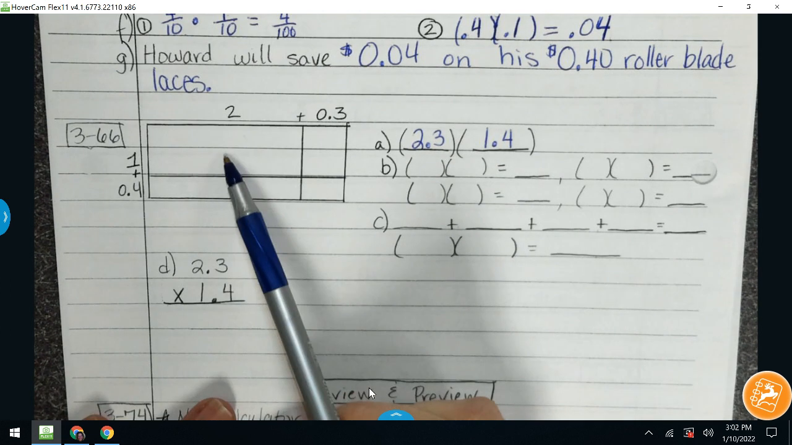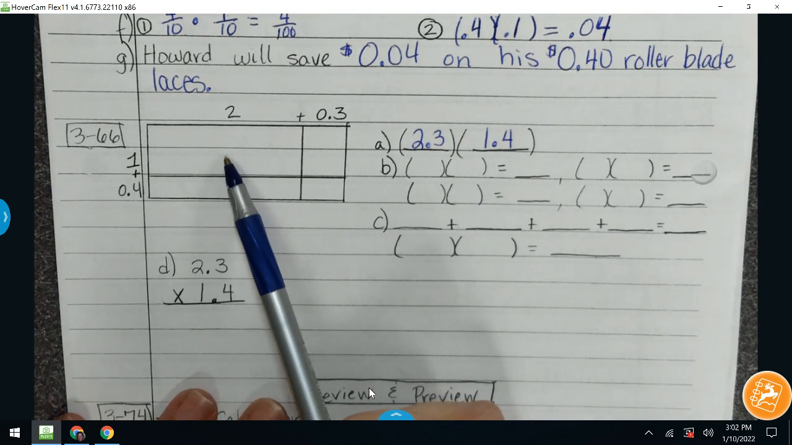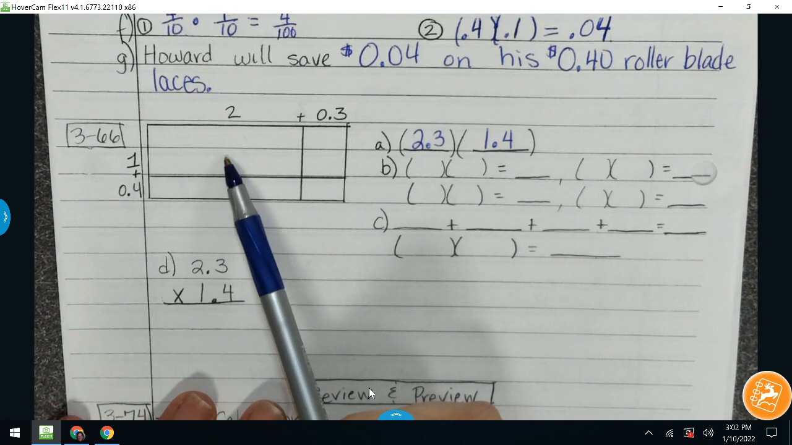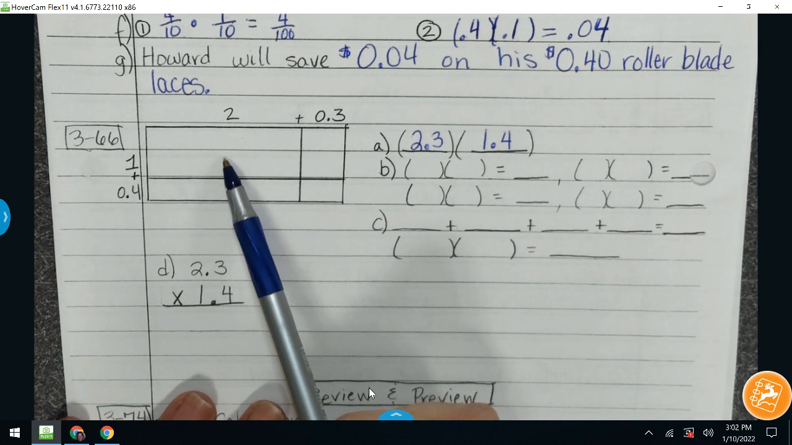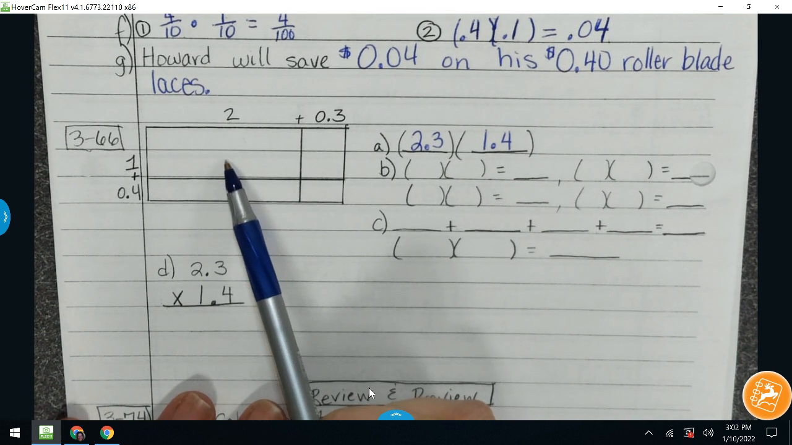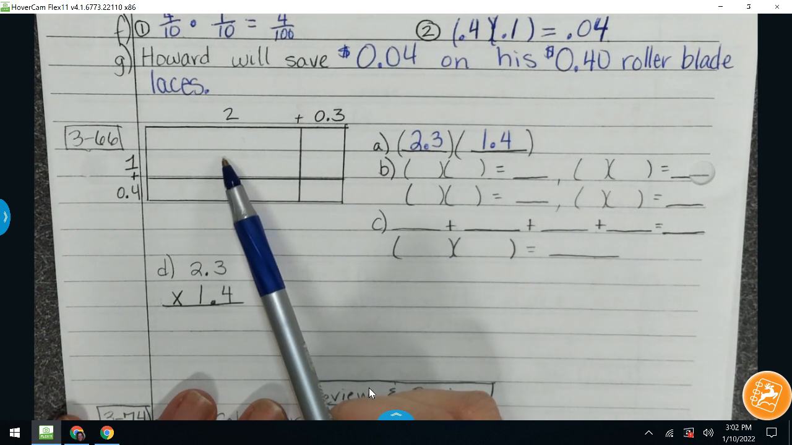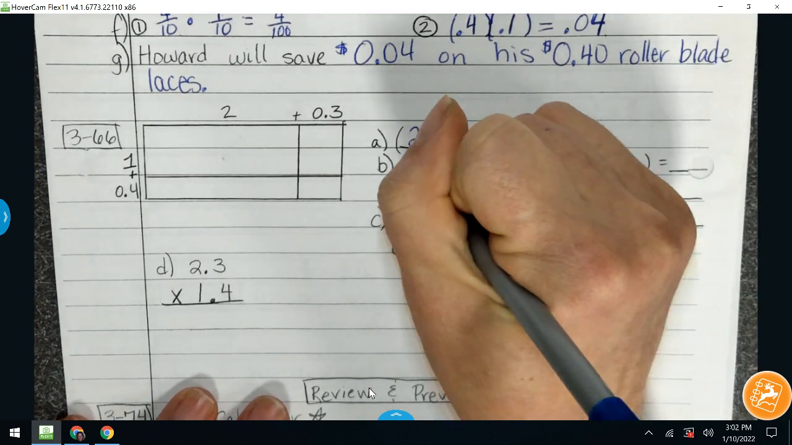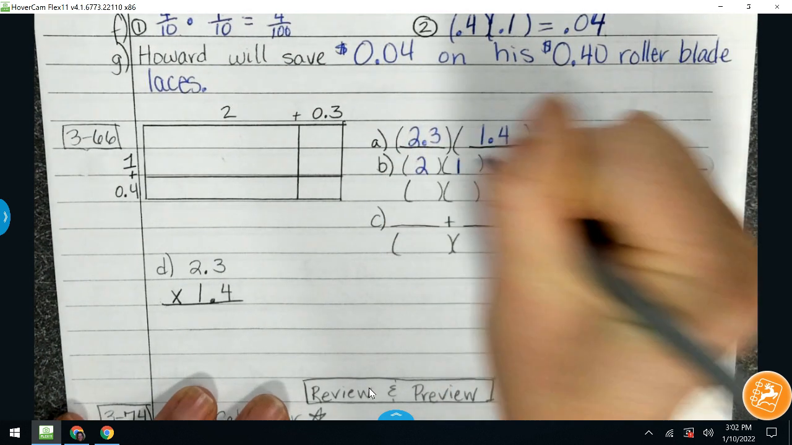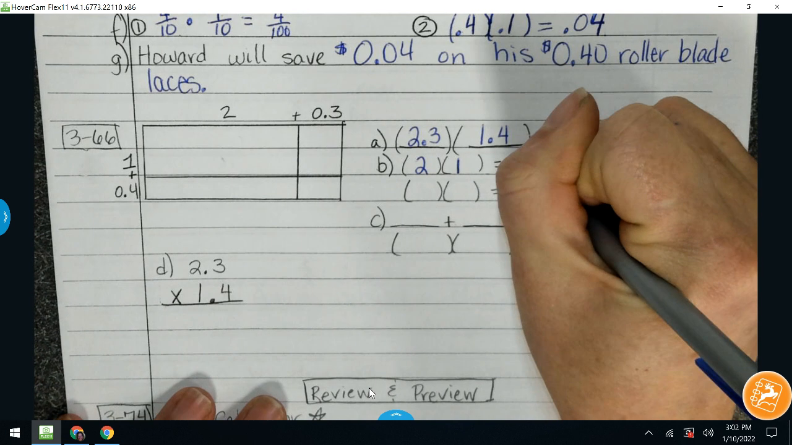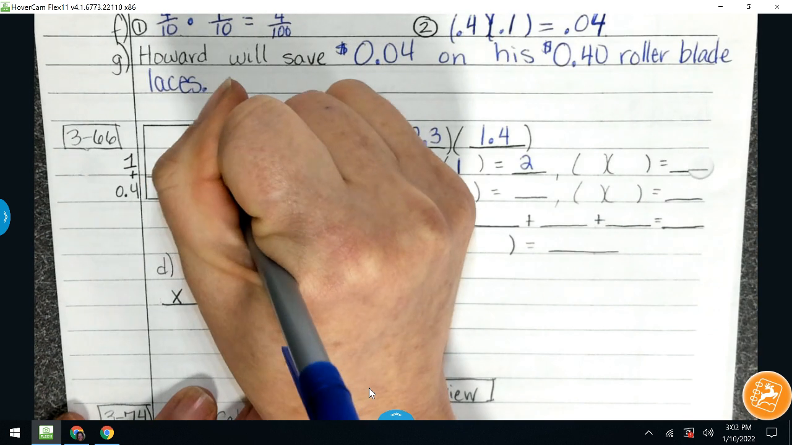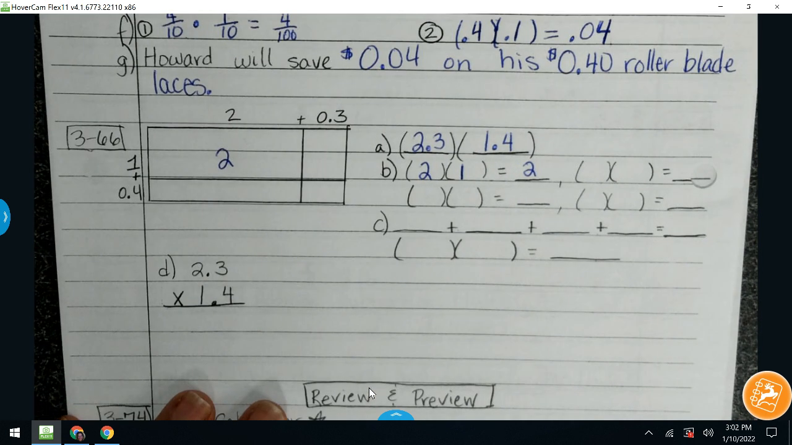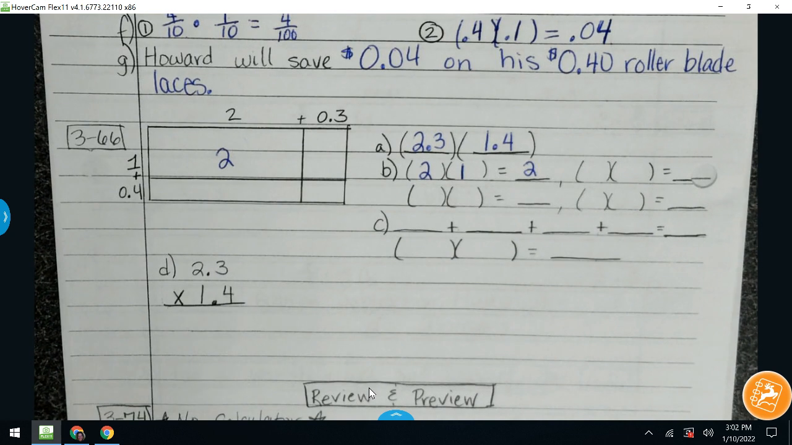So to find the area of this one right here, this part of the rectangle, I'm going to take my base, which is 2, and multiply it by 1, which is my height. So I have 2 times 1, which is 2. That would be 2 square units, if you will, because we're talking about area.